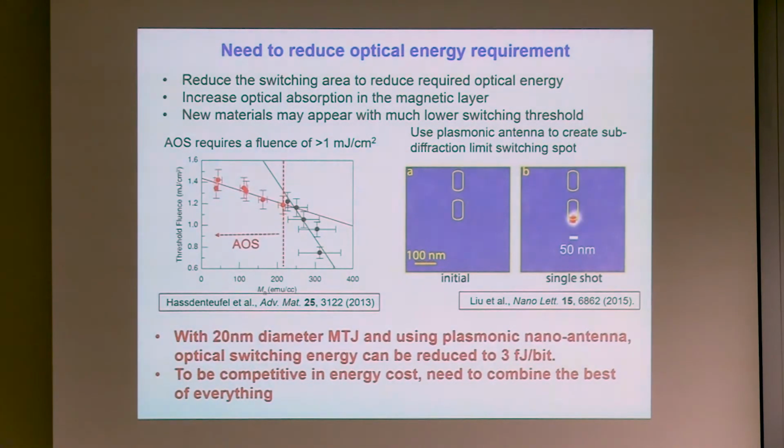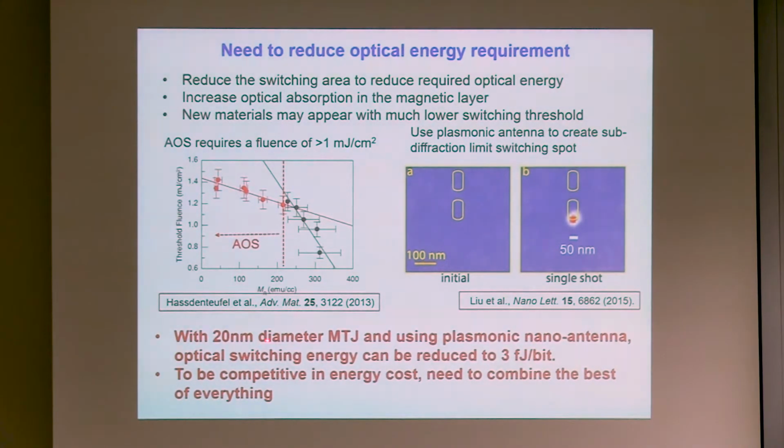Another thing is reduced size. We're already seeing work from the Stanford group using a plasmonic nano antenna. They demonstrate switching a domain size as small as about 50 nanometers. So if you're more aggressive, you may ask what the ultimate energy consumption is.